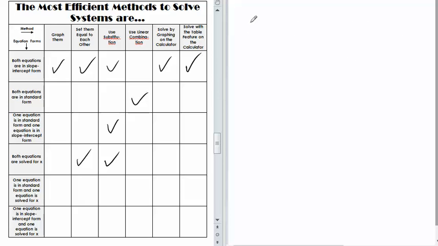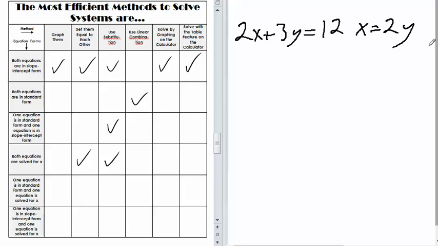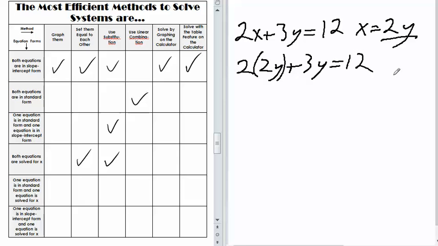If one equation is in standard form, so that would be like 2x plus 3y equals 12, and the other one is solved for x, x equals 2y, the easiest thing to do would be to substitute 2y for whatever x is. So we'd go 2 times whatever x is, and then do the rest of the equation. And you can solve that on the calculator or out by hand.